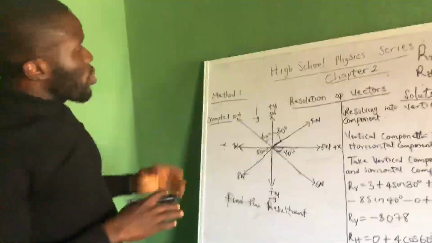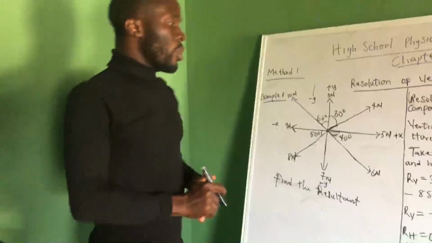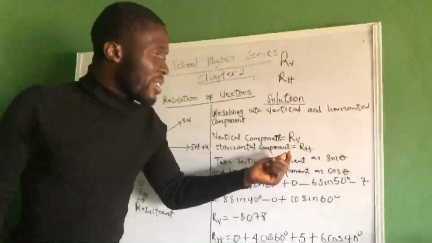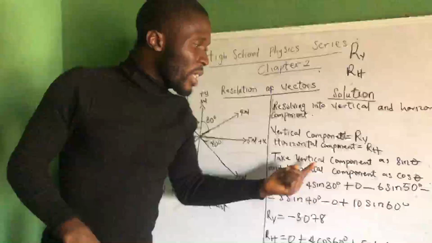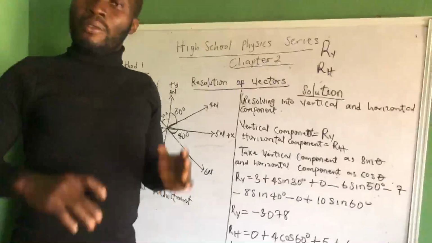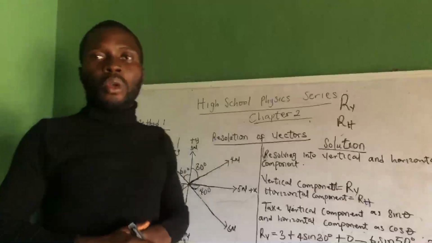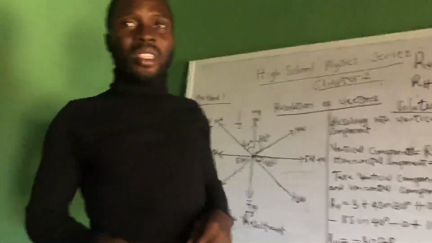Now, when we want to use this method, what are we going to do? We see the vertical component as sine theta. You will see what I'm talking about very soon. And you see the horizontal component as cos theta. Vertical component as sine theta. Horizontal component as cos theta.